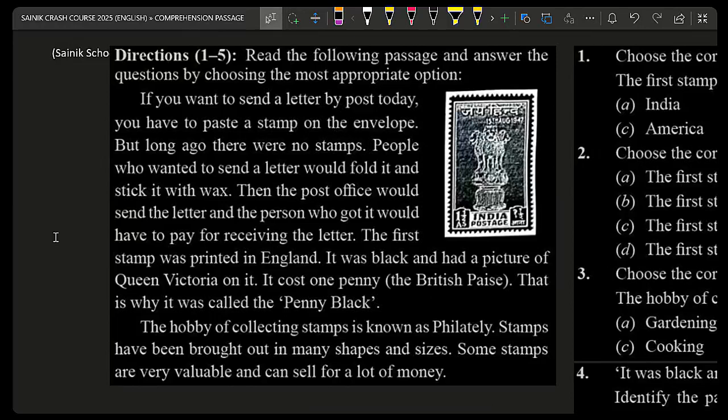Stamps have been brought out in many shapes and sizes. Some stamps are very valuable and can sell for a lot of money. Okay, very good, Srivalli. You are making a few mistakes, but you can improve your reading. I'll make you read some paragraphs in the class also. Few words you are not reading properly.